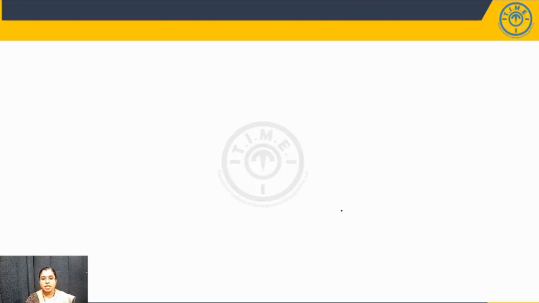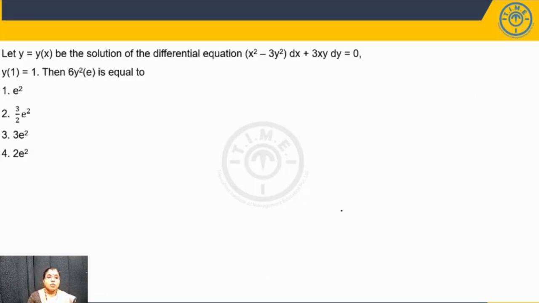Our next question is, let y is equal to y of x be the solution of the differential equation (x square minus 3y square) dx plus 3xy dy equal to 0. So just by looking at it, we can be sure that it's a homogeneous equation. Look at the coefficients, look at the powers of the variables. It is all 2. So we can be sure that it's a homogeneous differential equation.